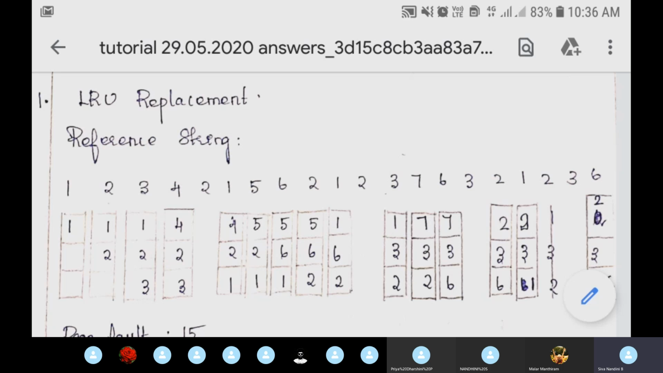After this, in the reference string, I'm having page 5. So this page 5 is also not available in the frame. I need to bring this page 5 into the frame. For that, what I need to do? I need to replace any one page which is not recently used.